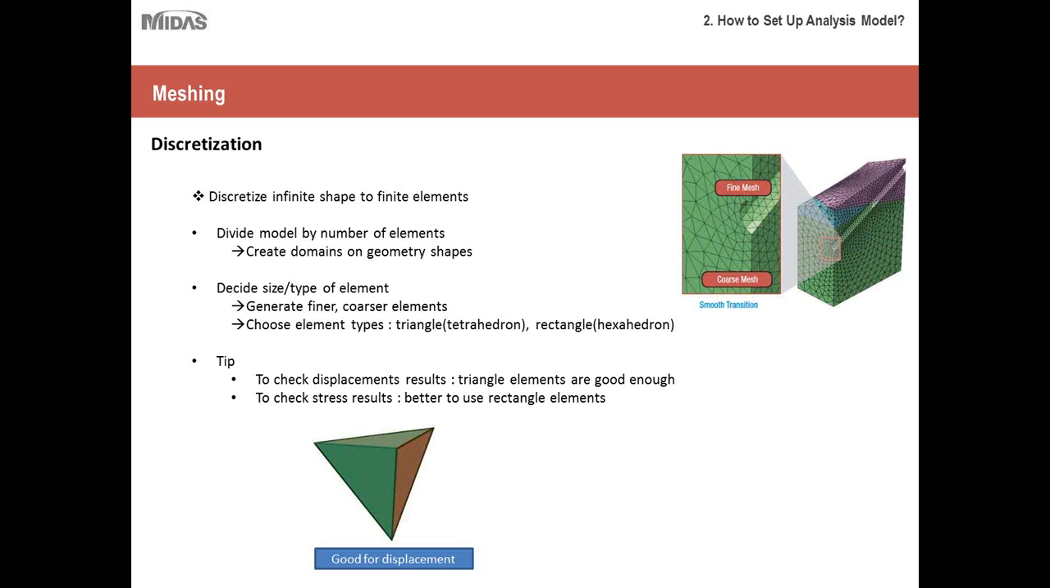And a rectangular element in 3D is called a hexahedron, and it looks like this. So I repeat, triangular elements are good for displacement, and hexahedrons or rectangular elements are good for displacements and stresses.